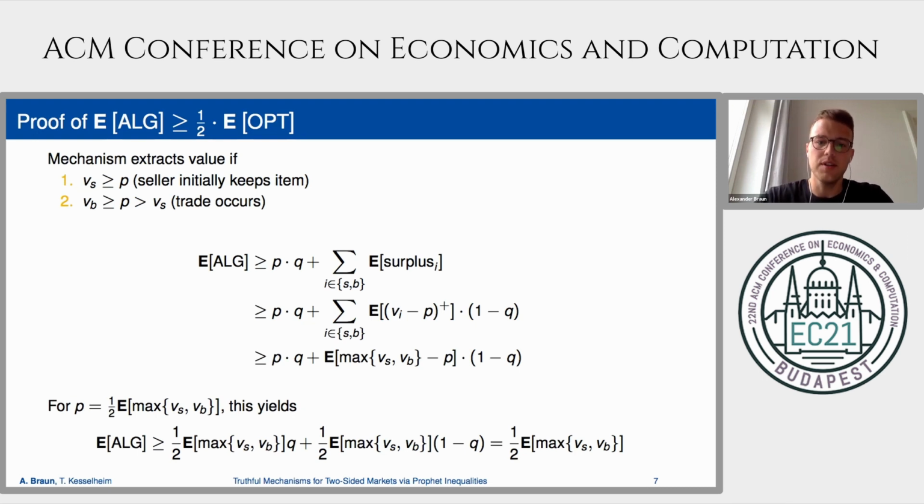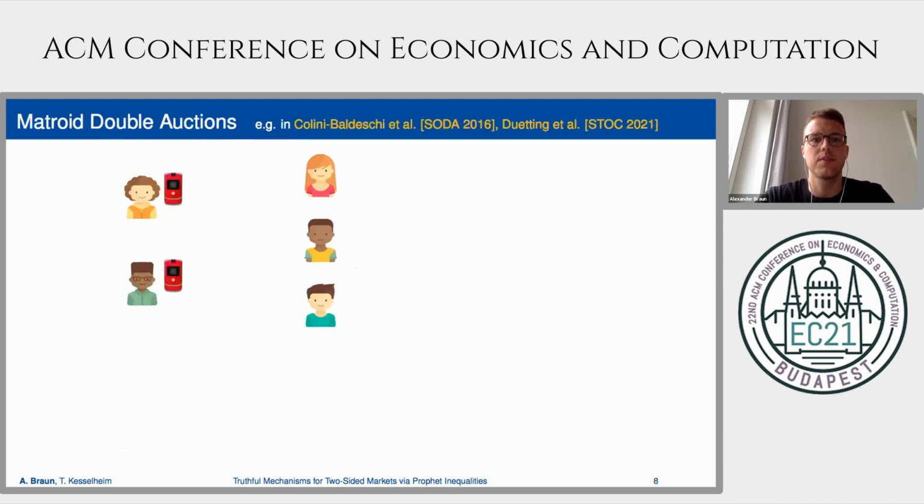Okay, that is very simple for the bilateral trade case, but becomes much harder once we consider more general settings with many sellers, many buyers, and multiple items. And I will show you one example from our paper of matroid-rank double auctions. So in matroid-rank double auctions, we have multiple sellers with identical items and multiple buyers. And again, we have the same setting as before.